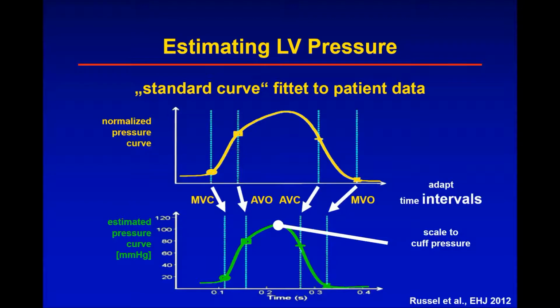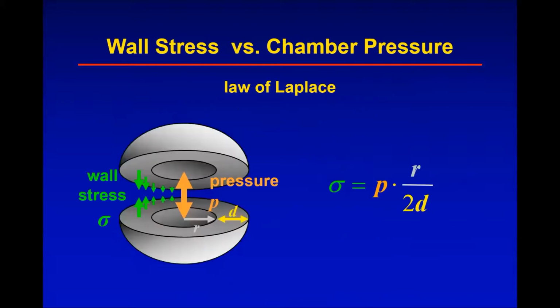We just measure the systolic pressure, so we can scale it, and we also can adjust the time intervals to the time intervals of the patient, and in that way you get a pressure curve which is pretty much the same as the pressure curve in the particular patient. So the error for the estimate of the work in the region of the myocardium is rather little. So that's a nice trick, and in that way you can also do this work analysis in patients.